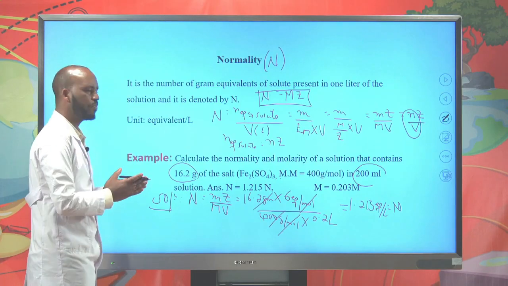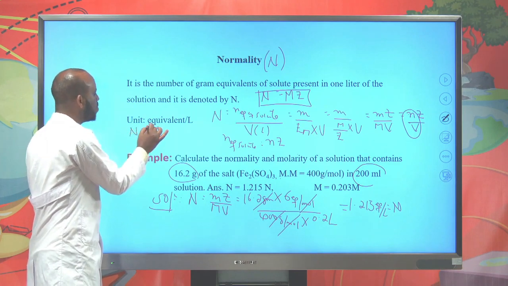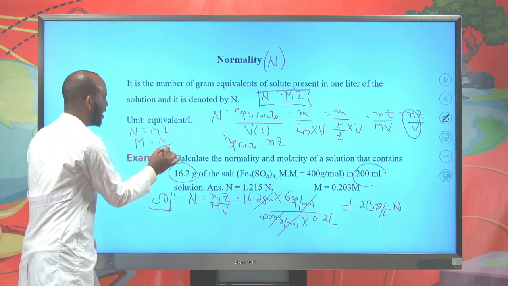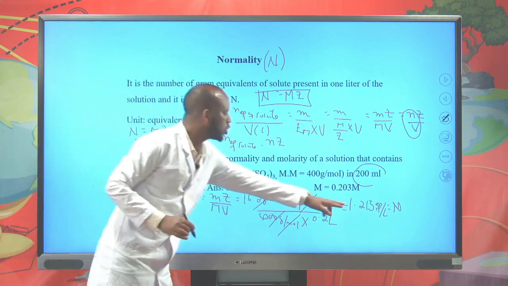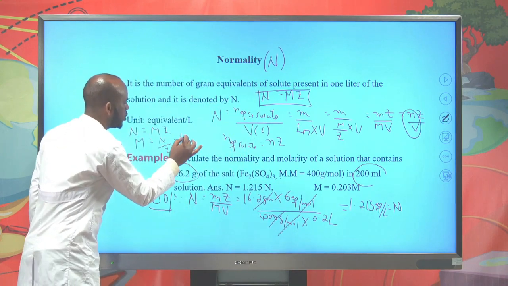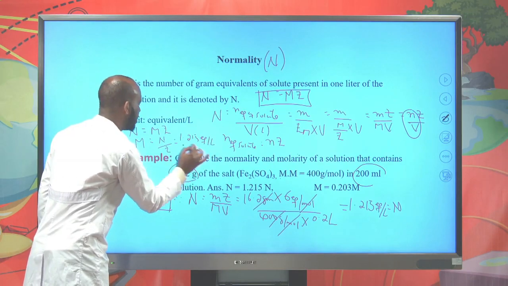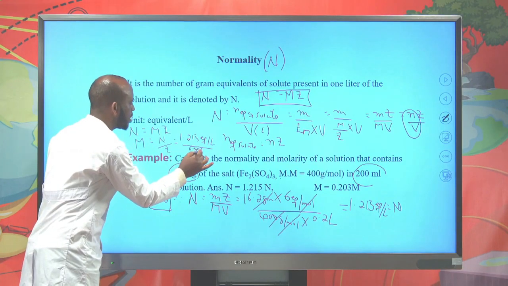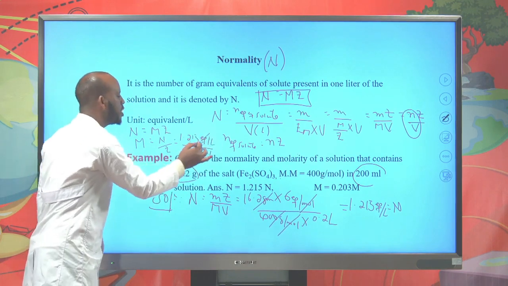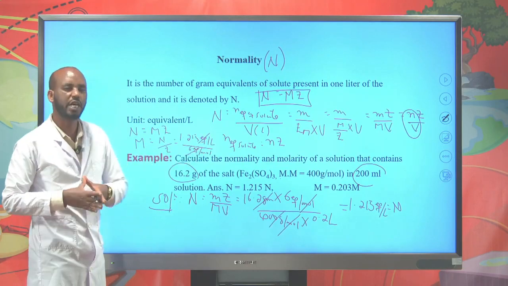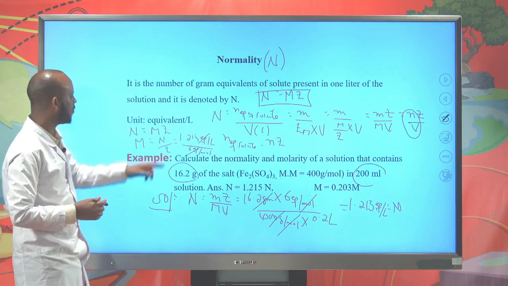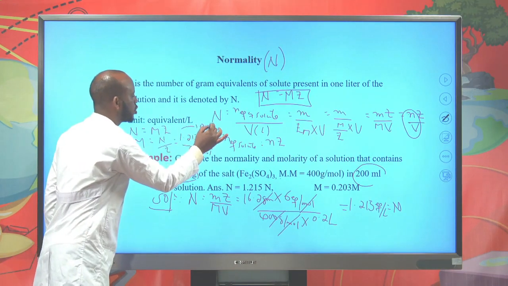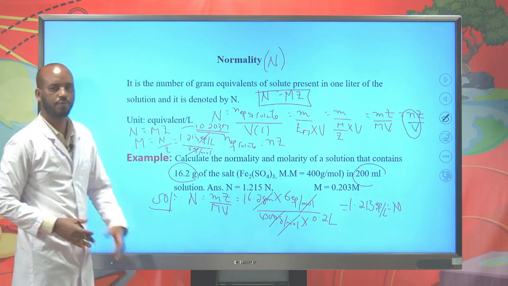As we said, the relation between normality and molarity is: normality equals molarity times Z. From this, molarity of the solution equals normality divided by Z. Normality of the solution is 1.215 equivalent per liter, divided by Z, the total positive valence, which is 6 equivalent per mole. Equivalent will be cancelled by equivalent. We are left with mole per liter, which is the unit of molarity, molar. Therefore, 1.215 divided by 6 is 0.203 molar. 0.203 molar is the molarity of this solution.